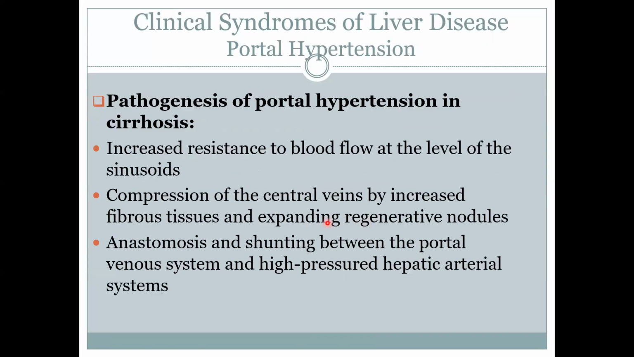Then there is also the compression of the central veins by the fibrous tissue nearby. And also, as I mentioned to you, the venous arterial shunts that are present in the fibrotic veins of cirrhosis.